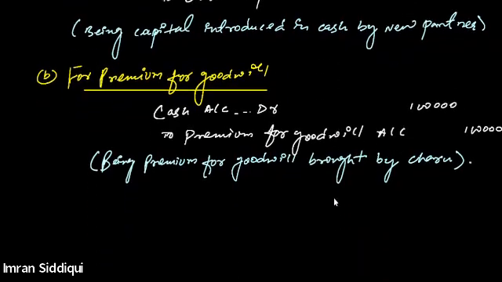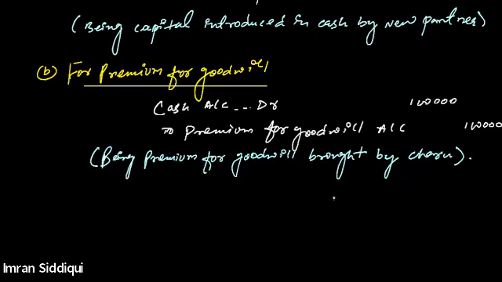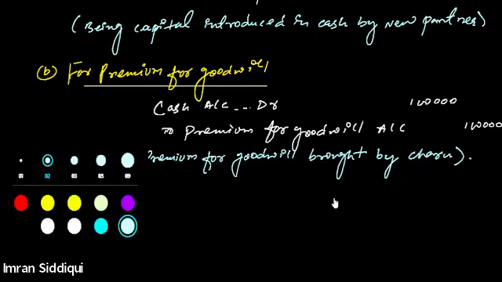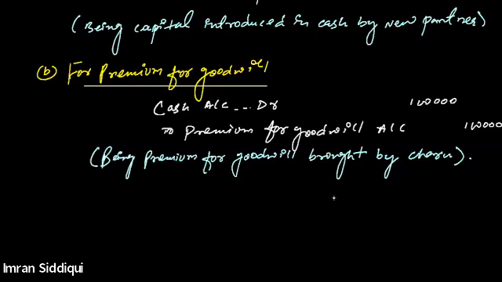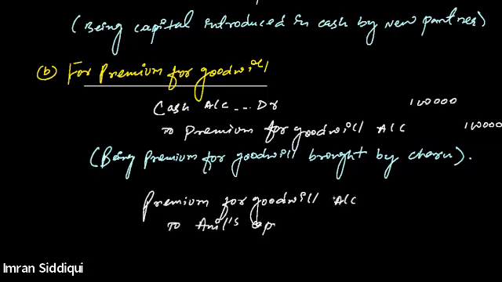And then we need to pass the general entry for the distribution of the premium for goodwill as well. And the general entry will be premium for goodwill account debit to sacrificing partners' capital account. So Anil's capital account and Sunil's capital account.